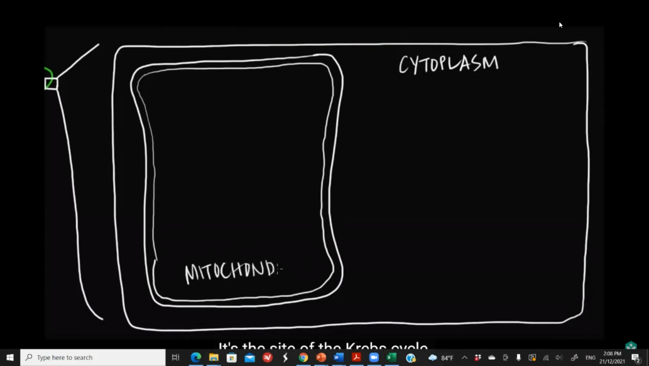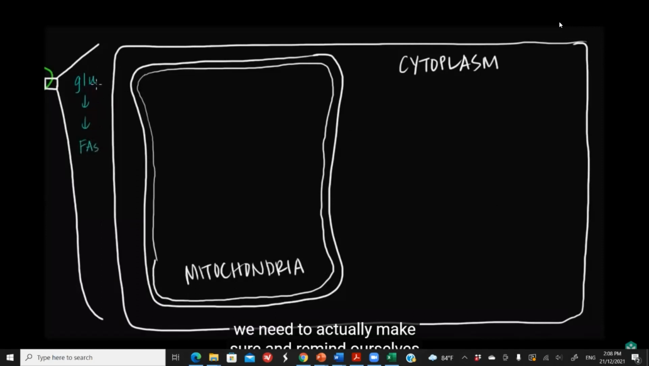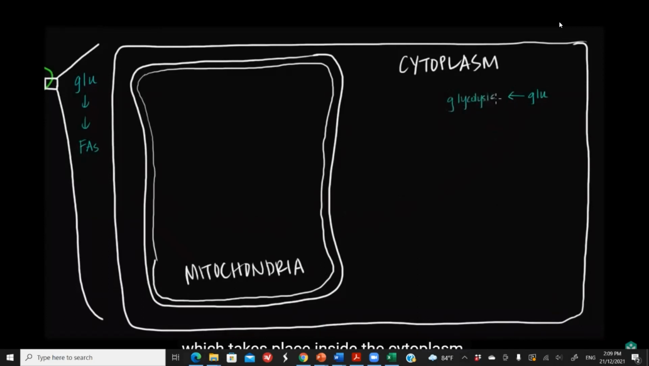It's the site of the Krebs cycle, which continues, notably, to break down glucose following glycolysis, which takes place inside of the cytoplasm. Now, since we ultimately want to get down to how extra glucose can eventually be converted into fatty acids, we need to remind ourselves how the breakdown of glucose proceeds. As a very quick review, recall that glucose enters our cells from the bloodstream, and it enters the metabolic pathway called glycolysis, which takes place inside the cytoplasm.